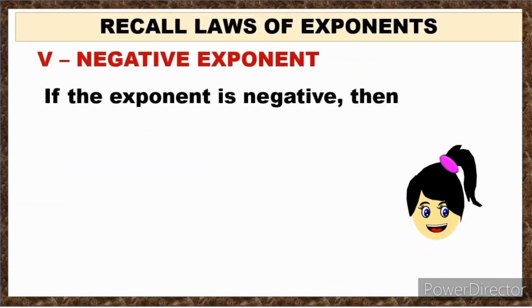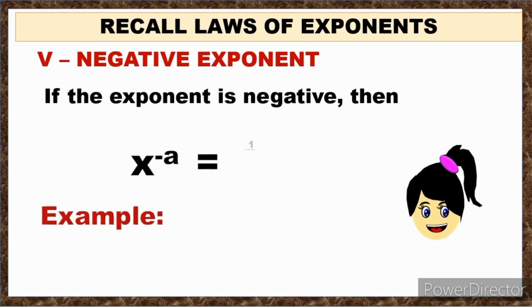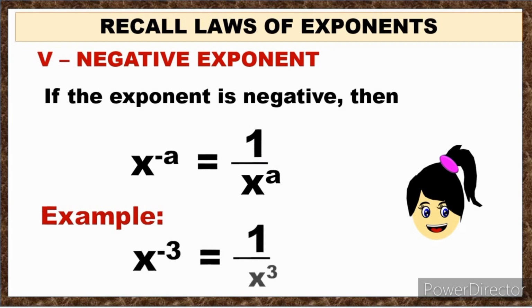Next, let's have another law, which is the negative exponent. So, if the exponent is negative, then x raised to negative a will become 1 over x raised to a. Okay, again, pag negative ang exponent, magwo 1 over tayo o magkakaroon tayo ng fraction sa kagawing positive yung exponent. Okay, so we have an example, x raised to negative 3, then it becomes 1 over x cubed.